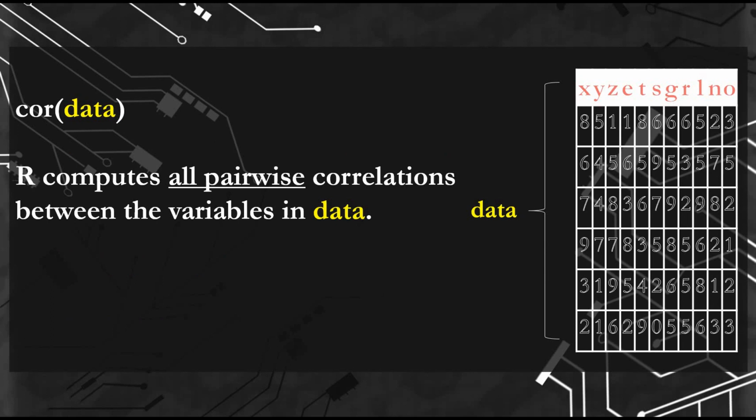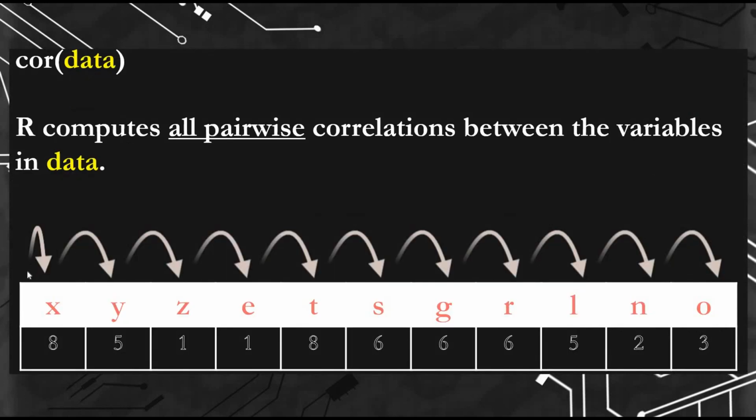So if you want to measure the correlation between two or more variables at the same time, for example, if you have a table which has more than two variables, you can write the table name inside the correlation function, and R will measure the correlation between all the variables inside the table. So what R will do, it will measure the correlation between X and itself first, and always it will be 1. Then it will measure the correlation between X and Y, Y and Z, and so on.